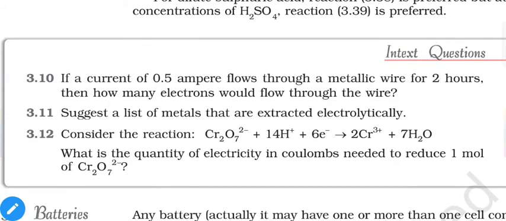Next, consider the reaction Cr2O7 2 minus plus 14H plus plus 6 electrons gives 2Cr3 plus plus 7 H2O. What is the quantity of electricity in coulombs needed to reduce 1 mole of Cr2O7 2 minus? Now you need to find the value of electrons in moles, and then we can convert them into coulombs. So first of all, let us find the number of moles of electrons required for this reaction. And how can you do it?